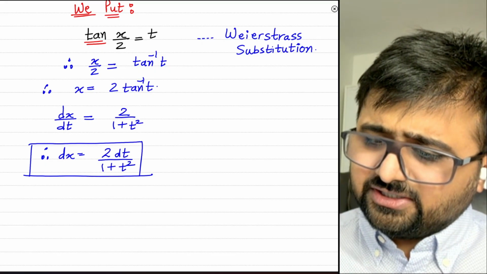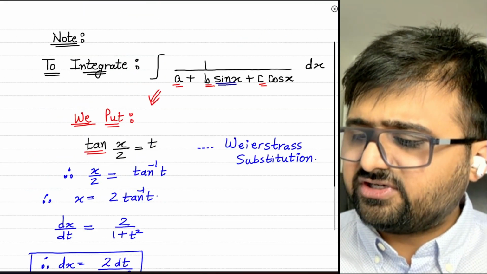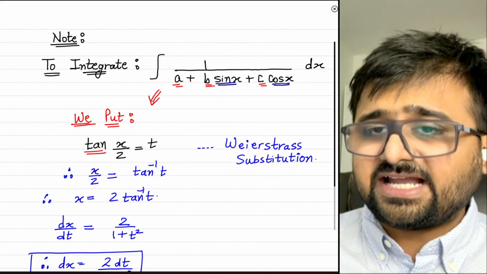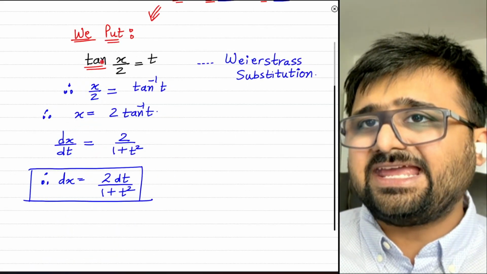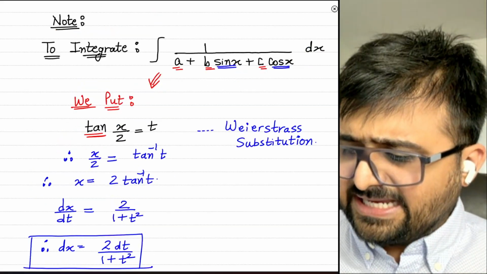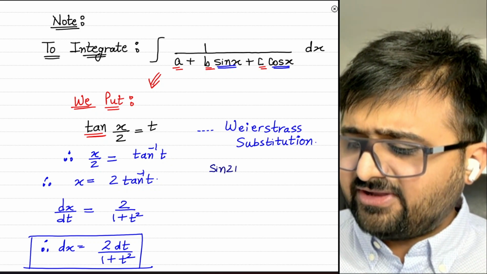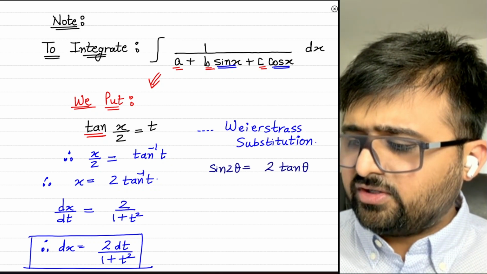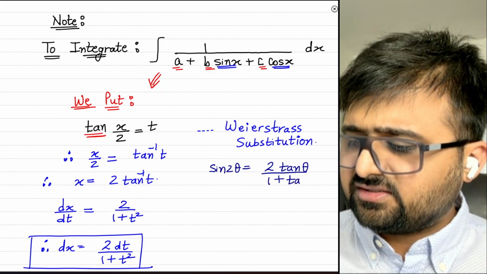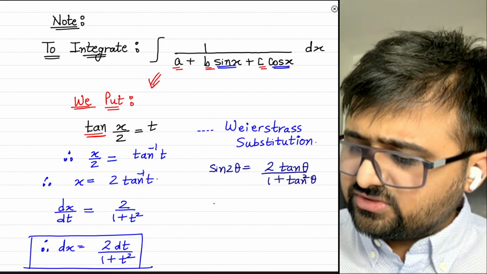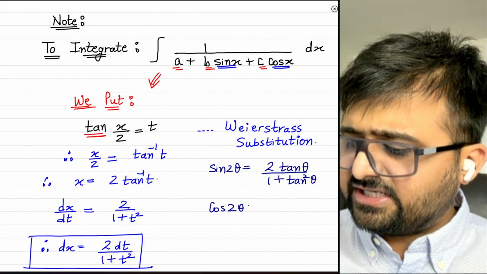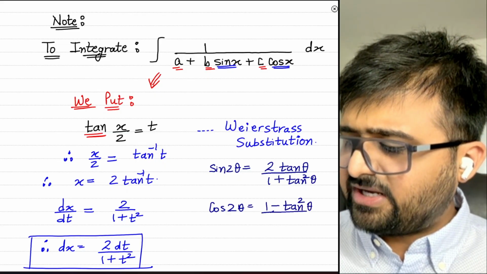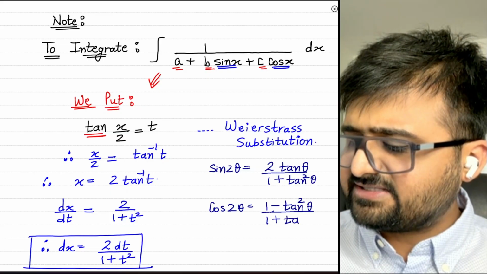How do we convert sin x and cos x into the t world? In order to convert sin x and cos x into the t world, we have to think of sin x and cos x in terms of tan x by 2. We know that for sin 2 theta, there is a half angle formula in terms of tan, which is 2 tan theta upon 1 plus tan square theta. And for cos 2 theta, the half angle formula that we have in terms of tan is 1 minus tan square theta upon 1 plus tan square theta.